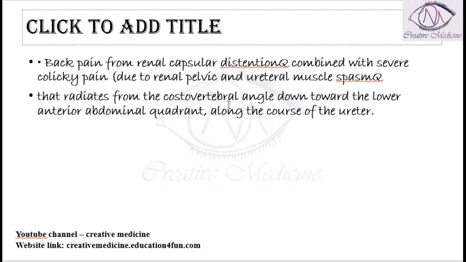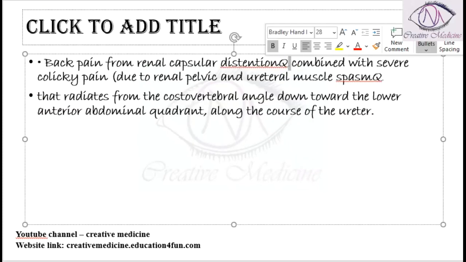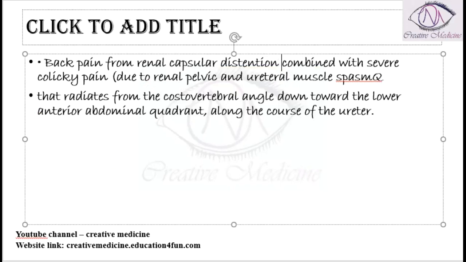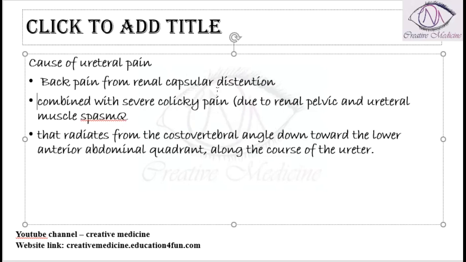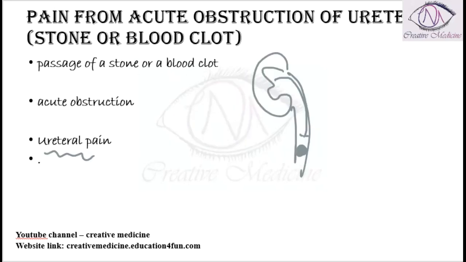Then why is this ureteral pain present? What is the cause of ureteral pain? There are two reasons for ureteral pain. One, there will be renal capsular distension. Whenever there is obstruction, the kidney will be continuously producing urine, and the urine gets accumulated here.